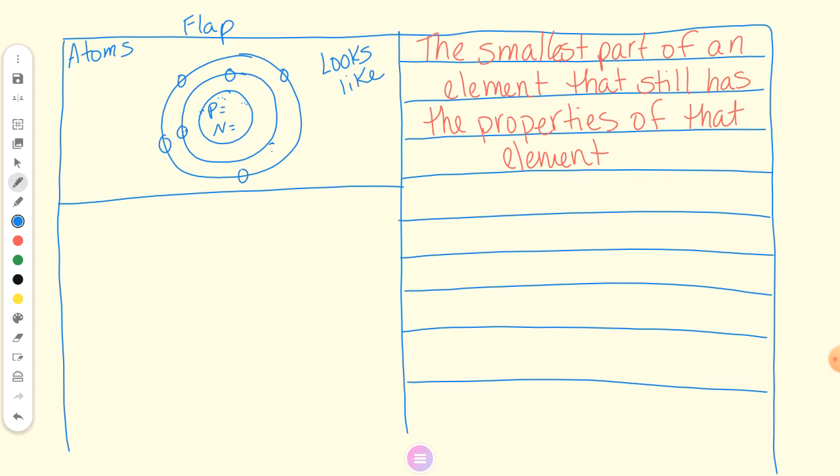What is the next term? Lori? Element. So I'm going to write that here. You guys already have it. I'm just going to write it here so we're all staying together. I'm going to write it real small there. So open your element flap. Who can tell me what is the definition of an element? Maya? The ingredients that make up all other substances. Okay, the ingredients that make up all other substances.